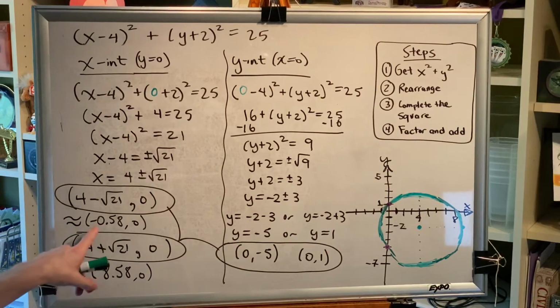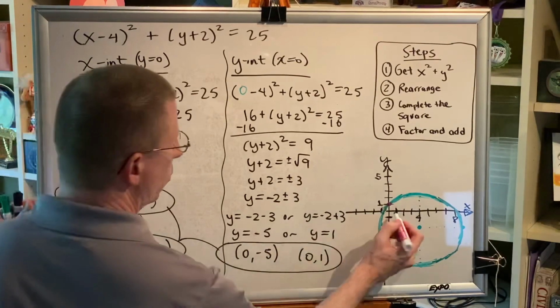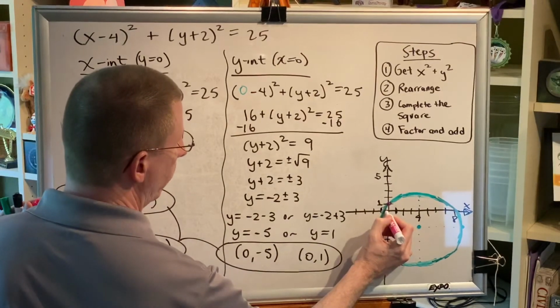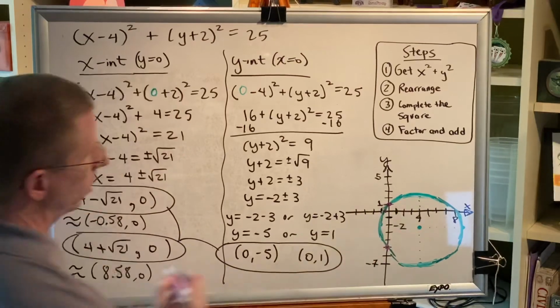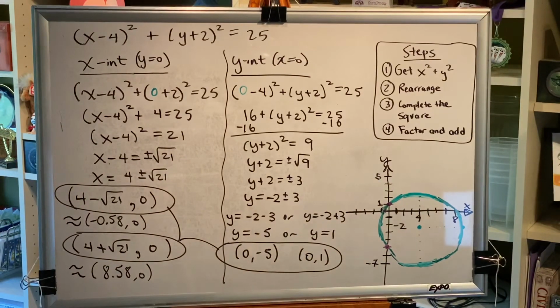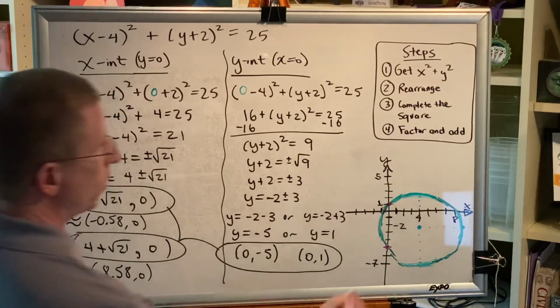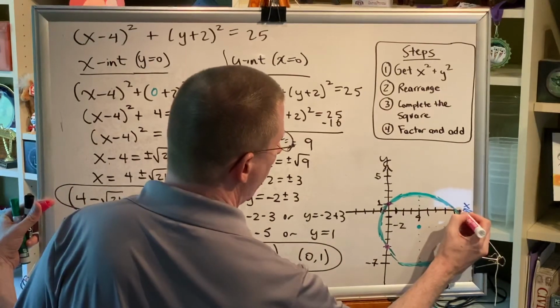All right, negative 0.58 is between 0 and negative 1. It's just a little bit past the halfway mark. And that's pretty good as well. 8.58 is between 8 and 9, a little bit past the halfway mark.